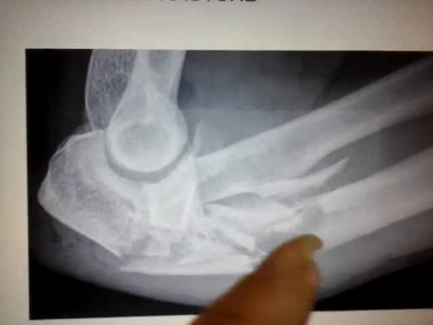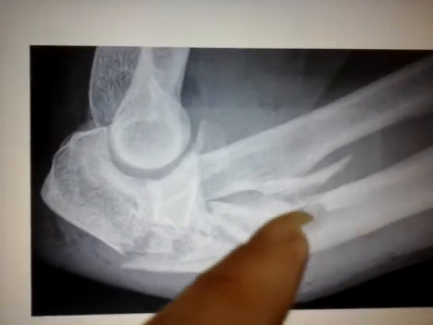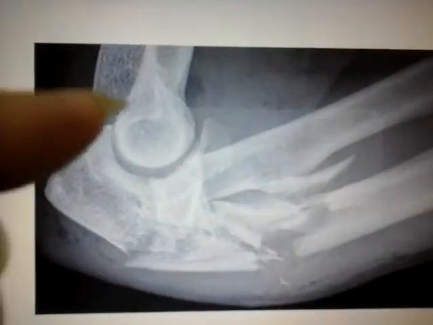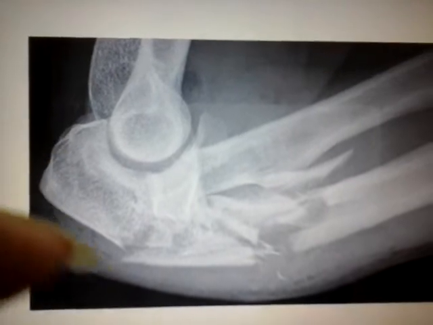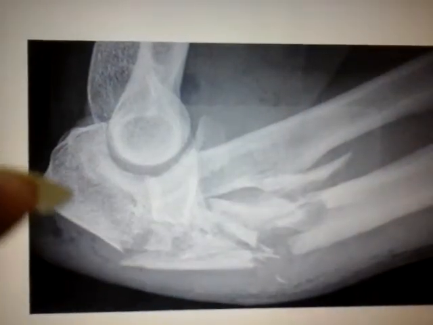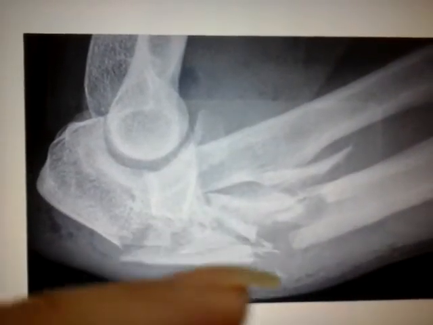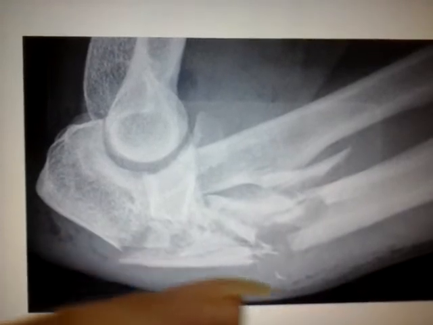And so you can see here, this right here is the olecranon. This is the ulna. This is the radius. Okay? This is the humerus up here. But this is your elbow, your olecranon process of your elbow. Okay? And then you can see all the different little bone pieces here.